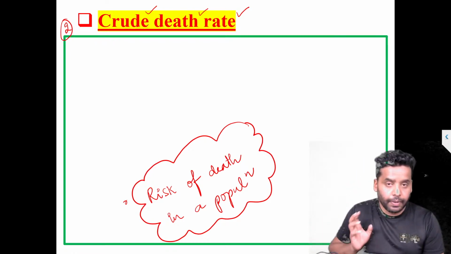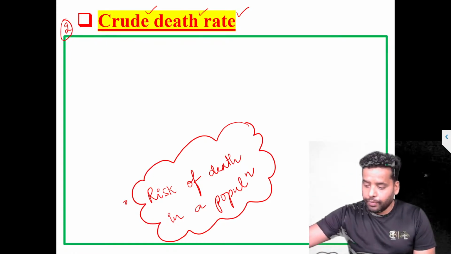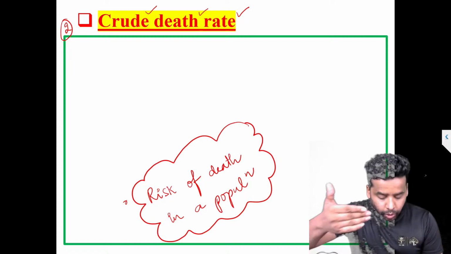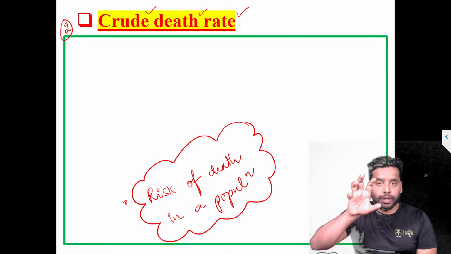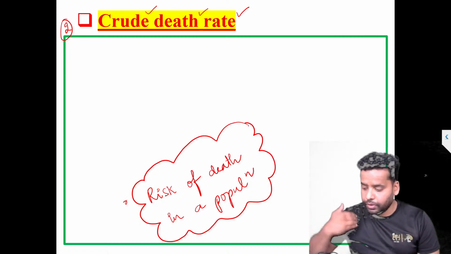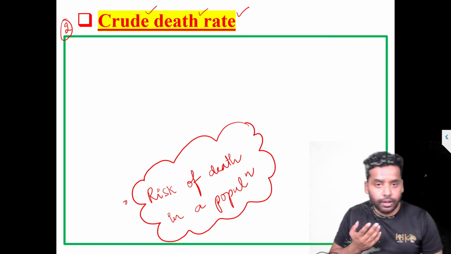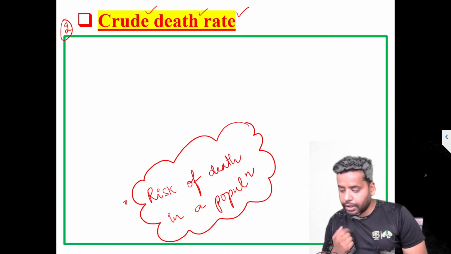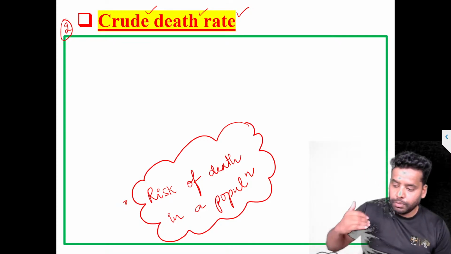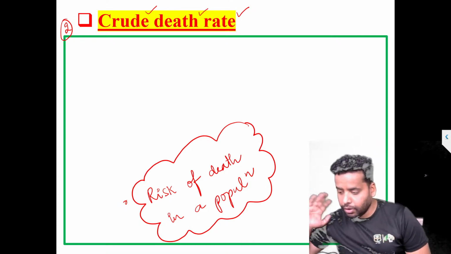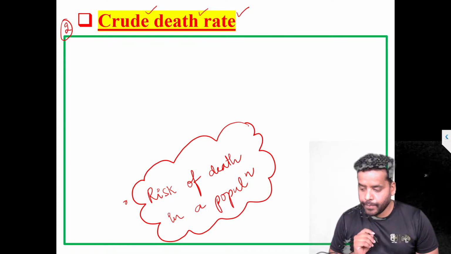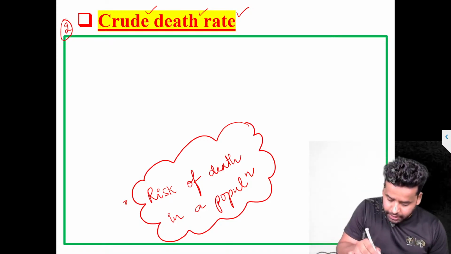If I use this word, what will be the formula according to you? What will be there in the numerator? What will be there in the denominator? Just by looking at this, you can make the formula out of this. The numerator will be deaths. Correct.